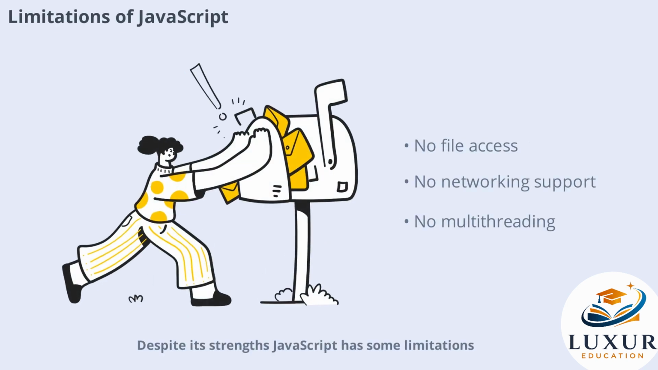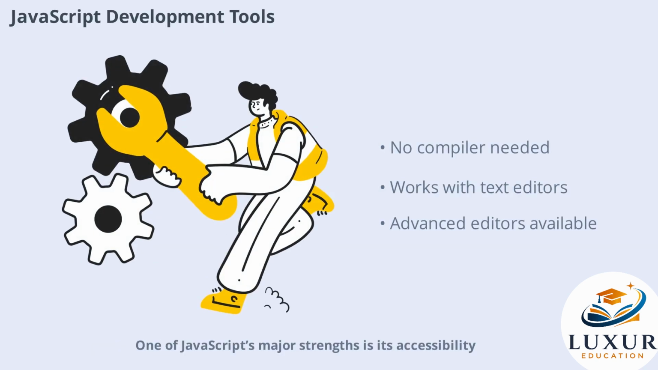Despite its strengths, JavaScript has some limitations. It cannot read or write files on the client side for security reasons. JavaScript also lacks support for networking applications and does not have multi-threading or multiprocessor capabilities. These constraints mean that while JavaScript is powerful for creating interactive web pages, it's not a full-fledged programming language for all types of application.